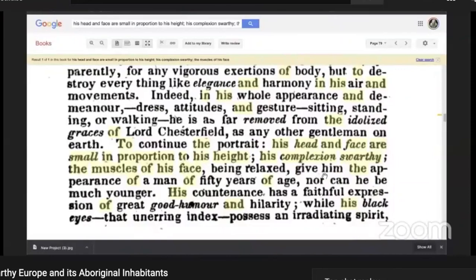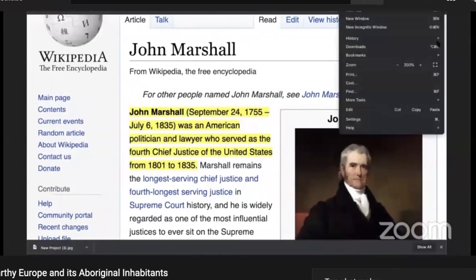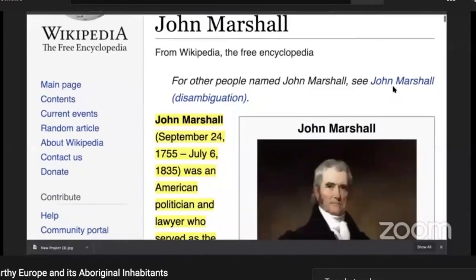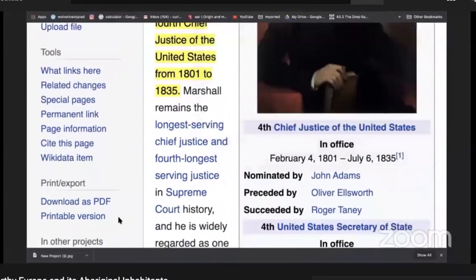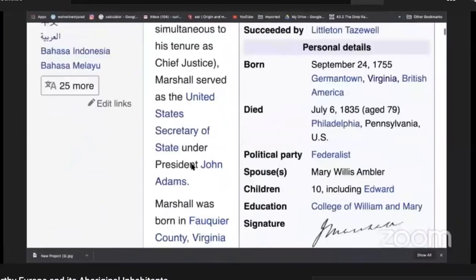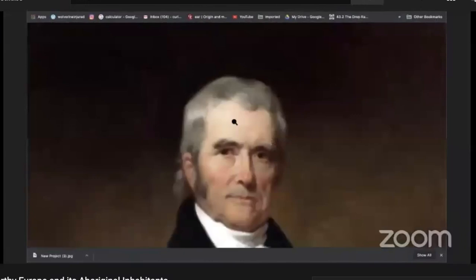Who is John Marshall? We got another body snatcher here, guys. Attack of the Body Snatchers. That's how I call it now. John Marshall, it says here, was an American politician and lawyer and served as the Chief Justice of the United States from 1801 to 1835. Marshall remains the longest serving Chief Justice, fourth longest serving justice. All right, so he was under Adams. Marshall served as the United States Secretary of State under John Adams. Let's go to the picture. Now I'm asking you, does this guy look like a swarthy guy to you?